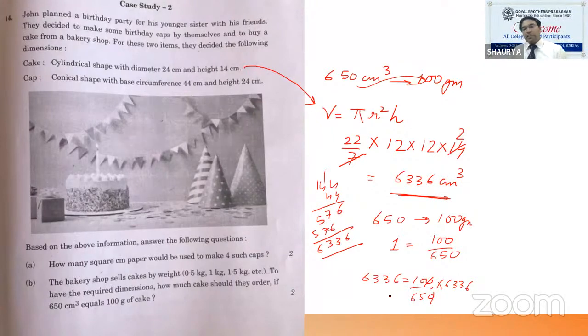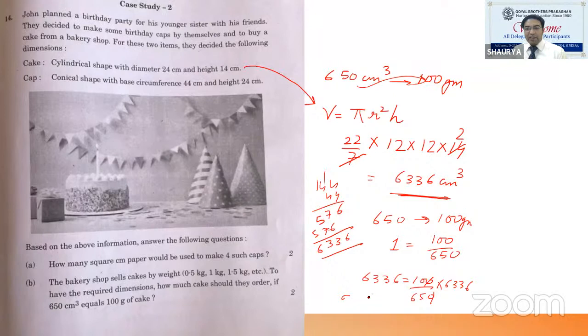Let me just use a calculator for a bit. 6336 divided by 65. No, it does not get cancelled off. I might have made a mistake somewhere. Let me cross check. The volume was pi r square h, 144 into 44. That came out to be 6336. That is correct. So I guess this question will have an answer with decimals, right?